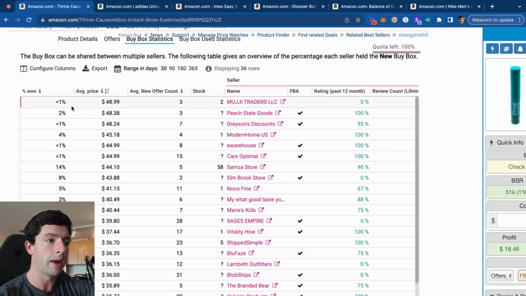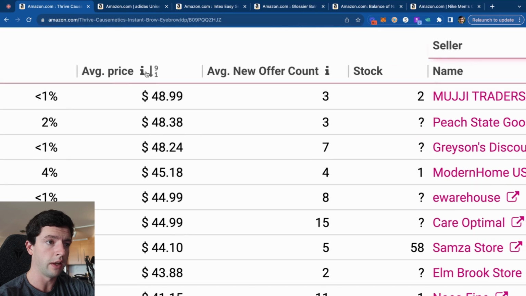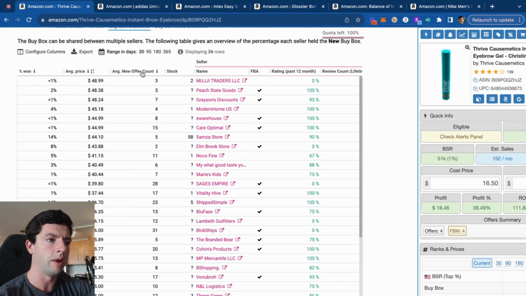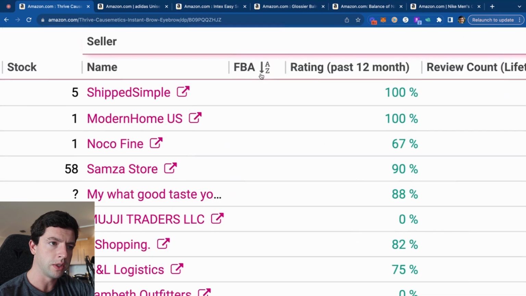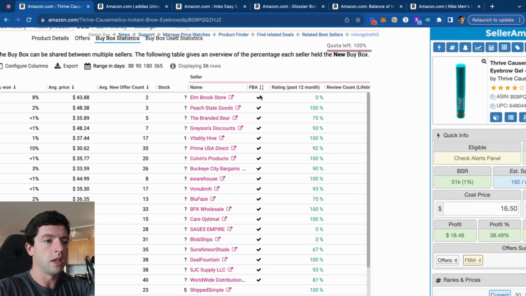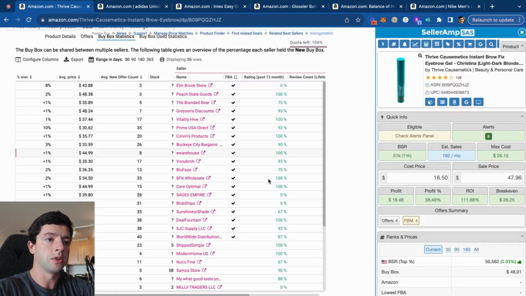We can see who's getting the buy box at the highest prices here by clicking and filtering, right? I wouldn't really worry about the stock counts. We can see whether they're FBA or FBM. So if we toggle this top to bottom, we can see these are all FBM sellers right here. And then we can see all the sellers that have the FBA checkmark. Those are all FBA sellers right here, and their review counts.